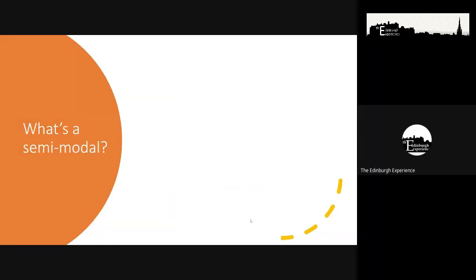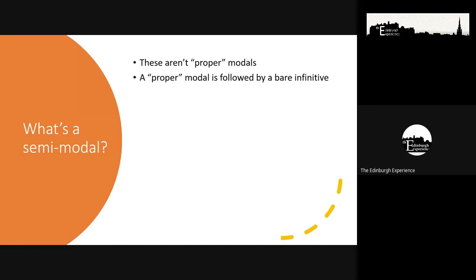Now, we also have this word called semimodals, right? And we've actually seen a couple of examples already of semimodals. So a semimodal is not what we would call a proper modal. A proper modal always has to be followed by a bare infinitive. So a bare infinitive means that you never use to, right?